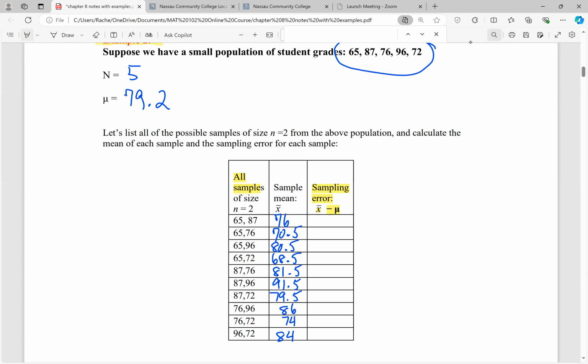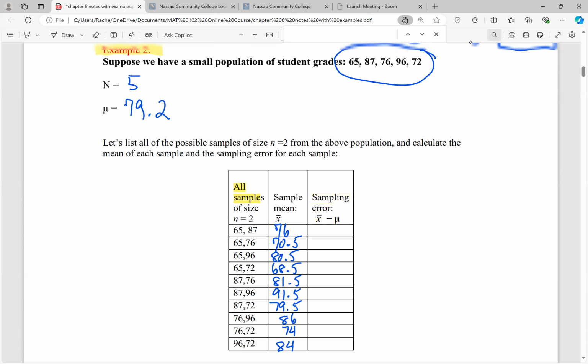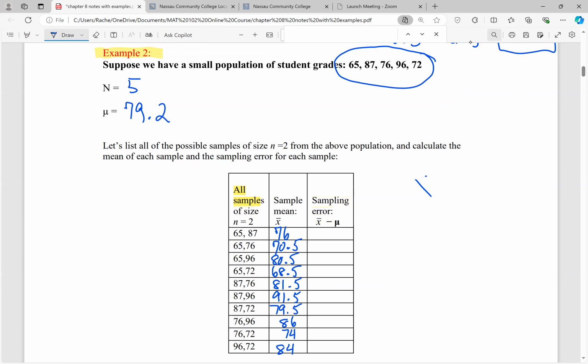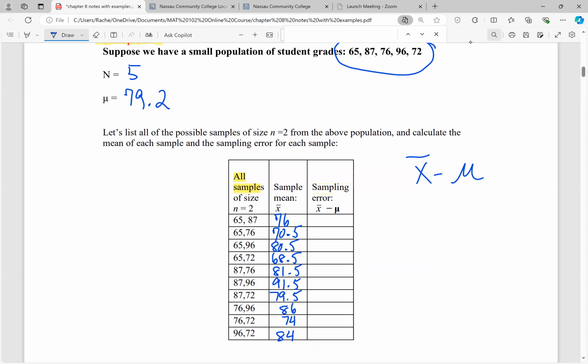So I'll do the first one with you. So to get the first sampling error, let me erase this. Remember, sampling error is X bar minus mu. We take the difference between the estimate that we got and the true value.